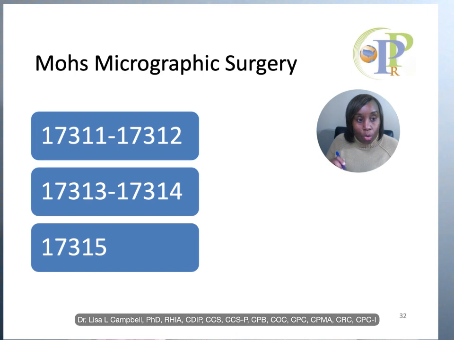The second code, 17312, 17314, you'll notice these codes say each additional stage after the first stage up to 5 tissue blocks. So the first code, 5 blocks. The second code, 5 blocks. First code, first stage. Second code, each additional stage after the first stage. So yes, in the documentation, the provider will say first stage, second stage, third stage, okay?